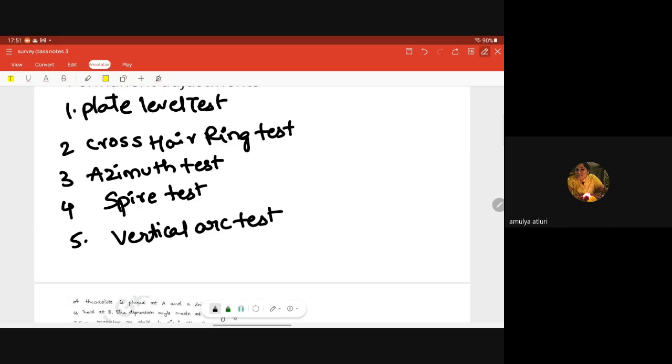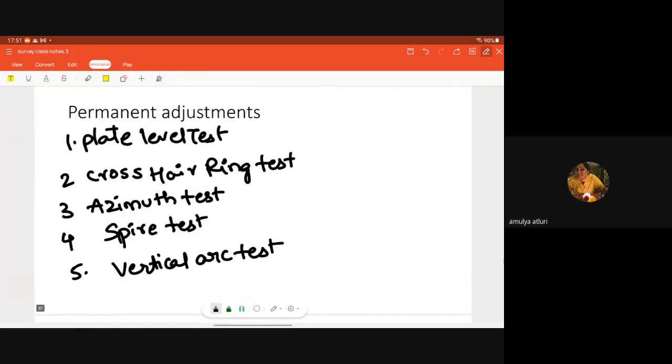Okay. What is the plate level test? To make the plate bubble central to the run, when the vertical axis of the theodolite is truly vertical. So in the plate level test, we need to make the plate bubble central to the run, so that my vertical axis of the theodolite is truly vertical. Okay. I need to do this adjustment first.